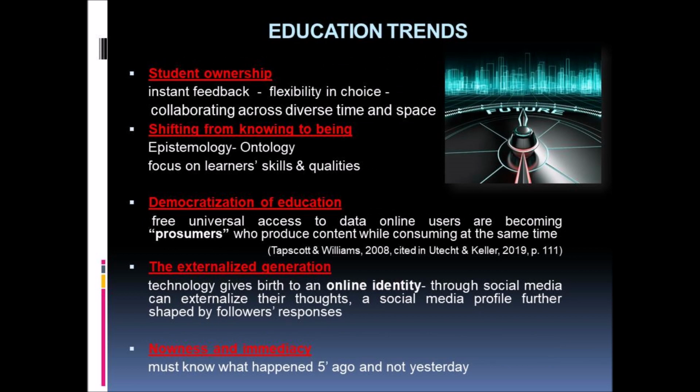Speaking of education trends, we can focus on the following. We can talk about student ownership as students become more and more autonomous. We can talk about a shift from knowing to being, as epistemological knowledge is not so much prioritized as opposed to ontological identity, because there is a focus on learner skills and qualities. We can see a democratization of education as there is free universal access to data and users can be called prosumers, a synthesis between consuming and producing.